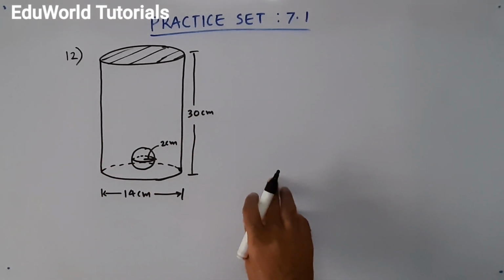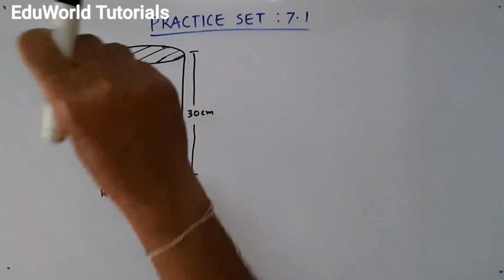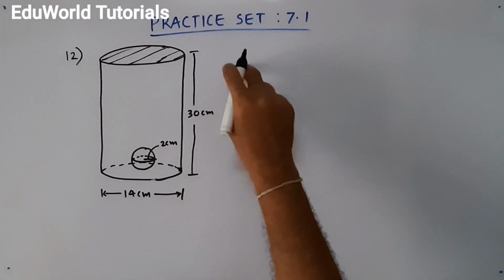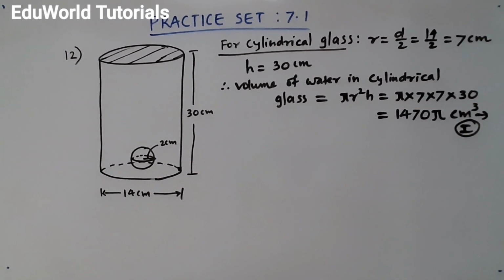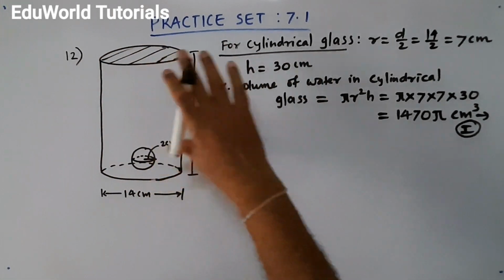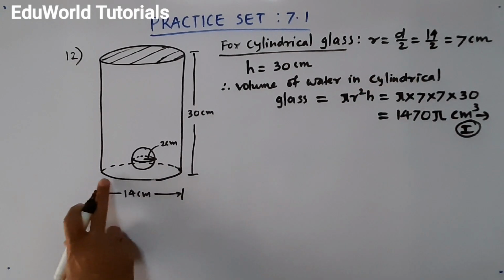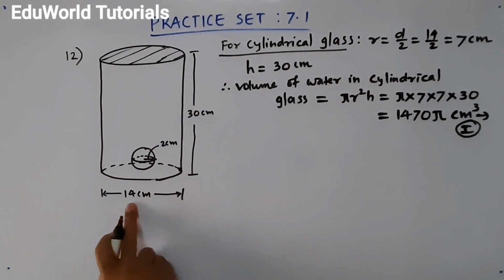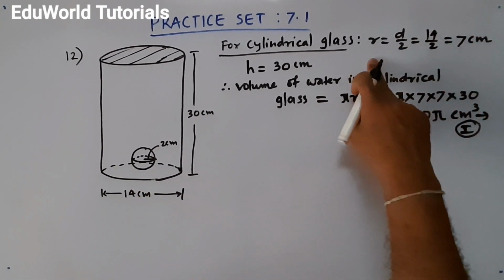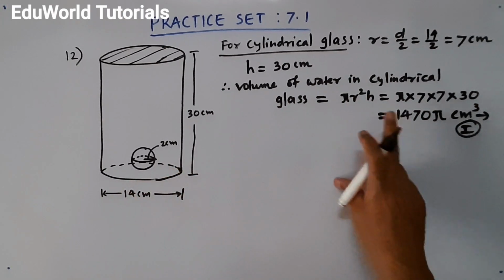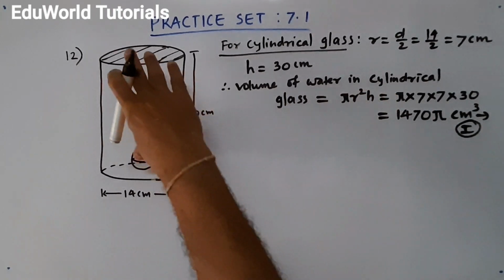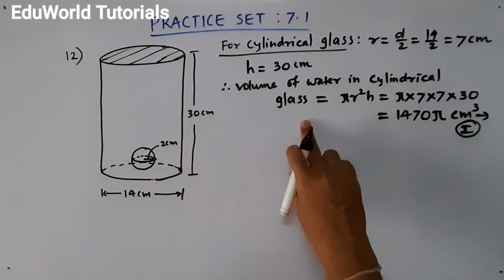That's the concept. Now how to find the volume of water left inside the cylindrical glass after the sphere is immersed in it? Okay, so let me write the dimensions for this. I have calculated this. For the cylindrical glass, this is the outside container. For this glass, the radius is half of the diameter. The diameter is this entire length, which is 14 centimeter. Half of the diameter, 14 by 2, is 7 centimeter, will give you the radius. Radius is this. And the height of the cylinder is 30 centimeters. So we'll find the volume of the cylindrical glass. Why? Because whatever is the volume of the cylindrical glass will be the volume of water contained in it.